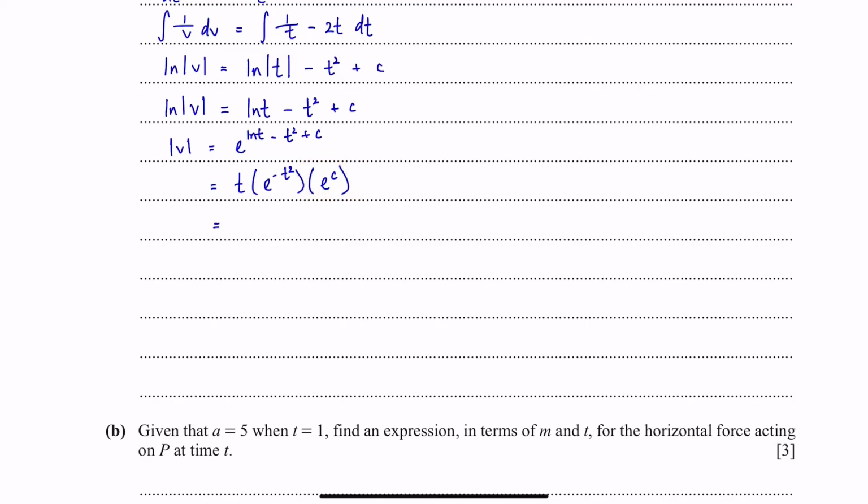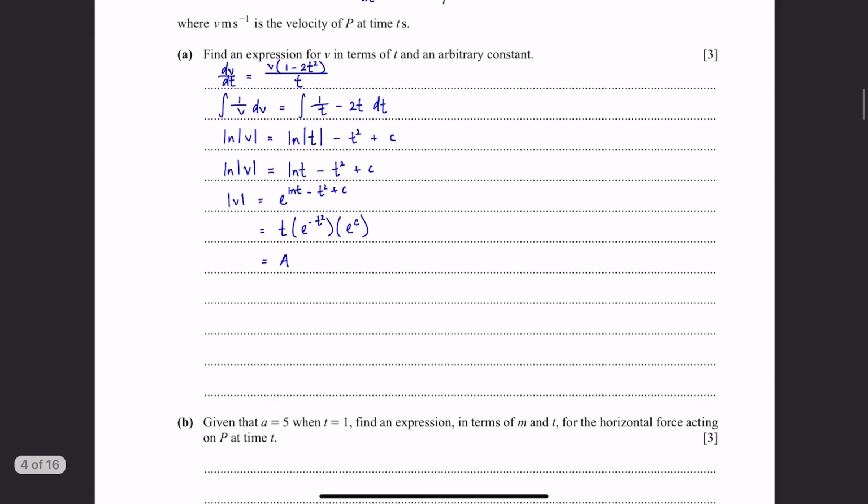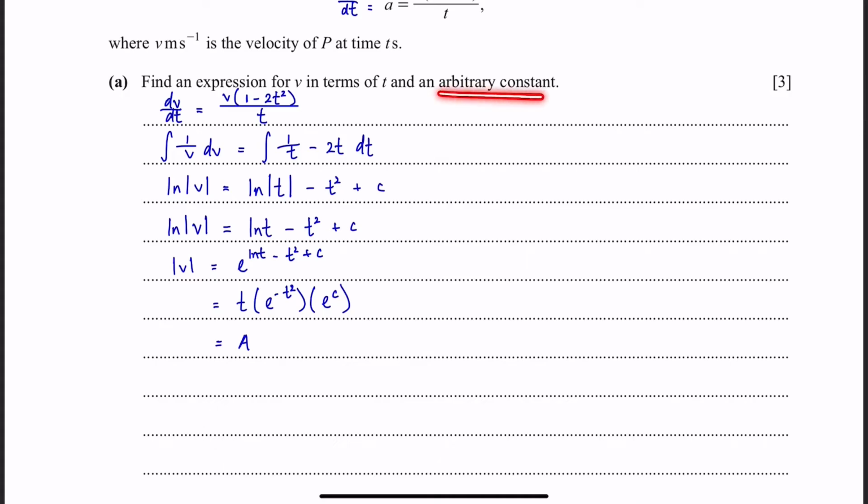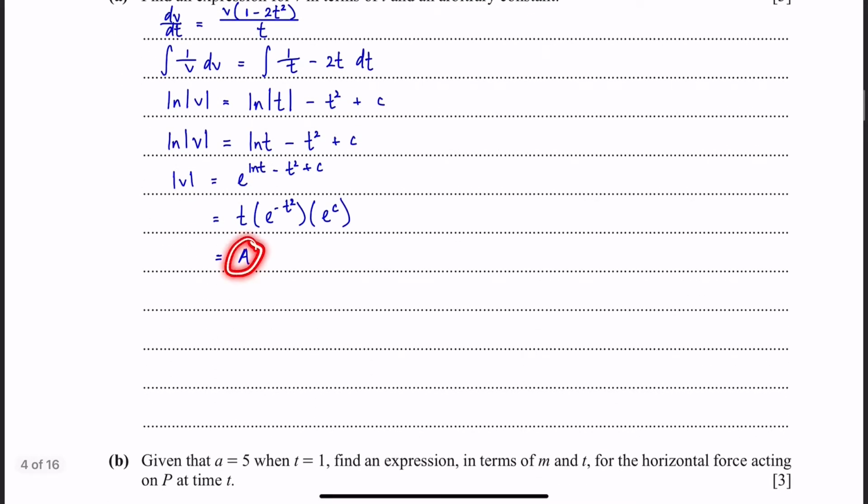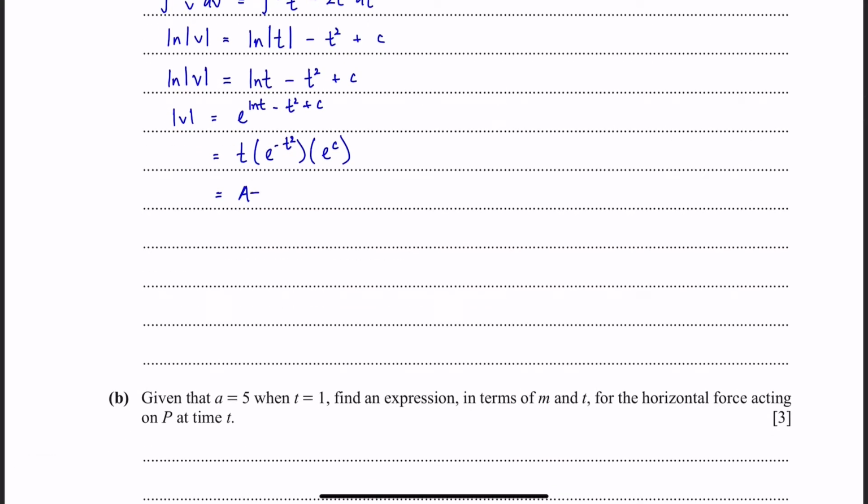So we can write it as, let's say, a big letter A, right? We don't have to keep it in this form. So it doesn't look that bad. And we know that the question wants an arbitrary constant. So changing it to this form is what the question wants. So A times t times e to the power of negative t squared.